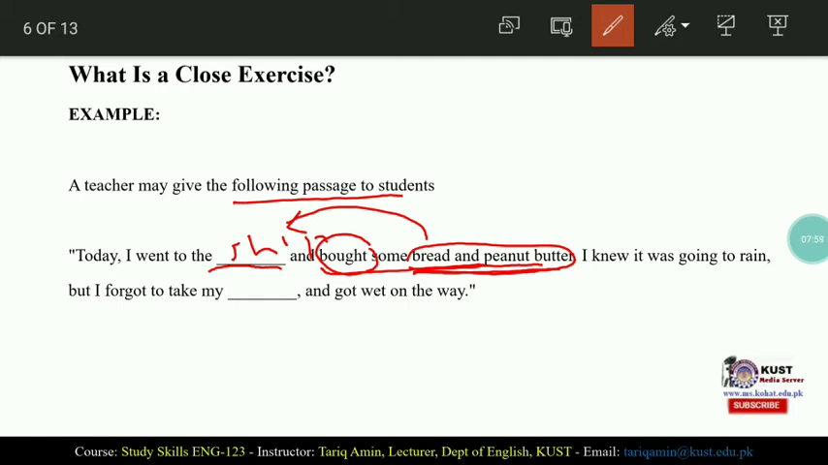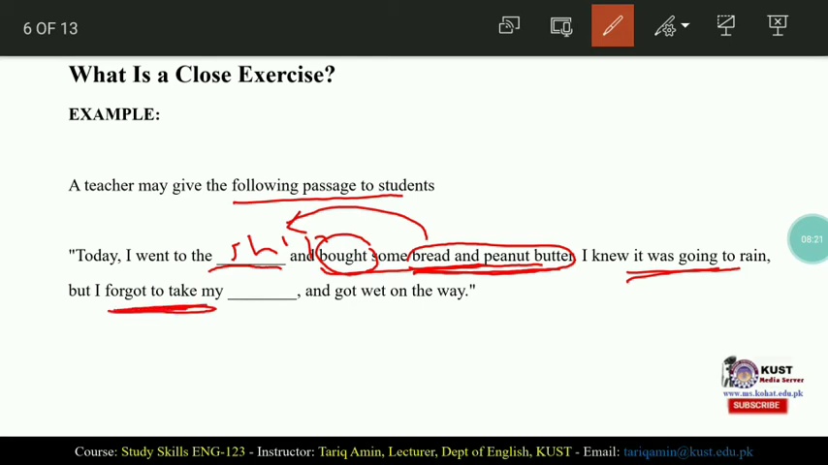The next blank is: I knew it was going to rain. This is important information, and on the basis of this information we can fill the blank. It would help us in filling the blank. I knew it was going to rain, but I forgot to take my blank.